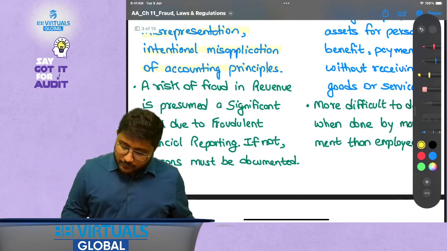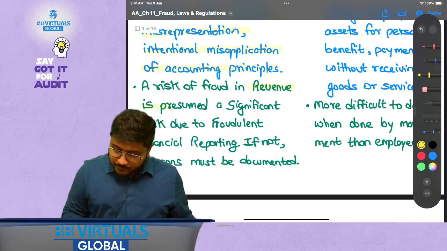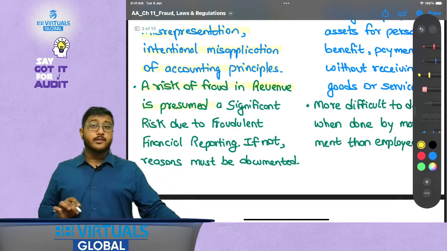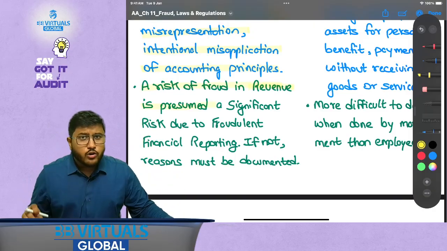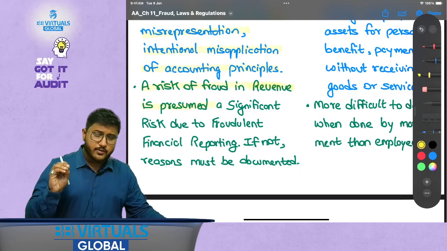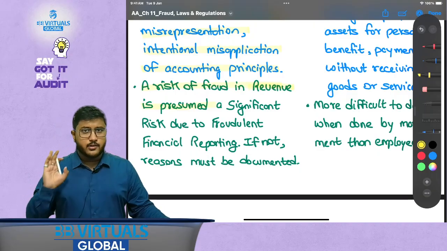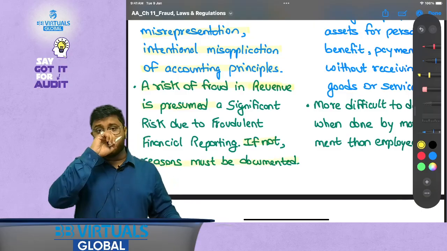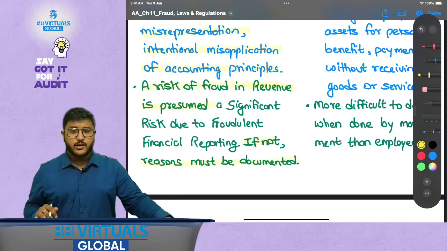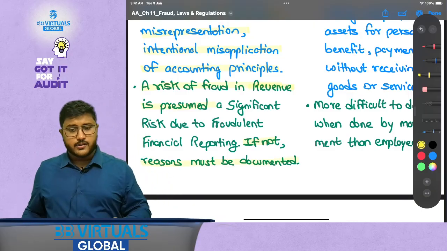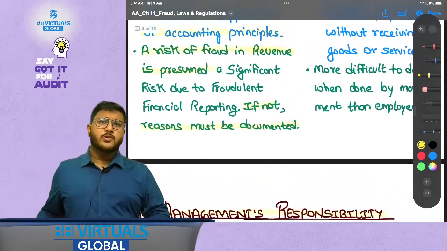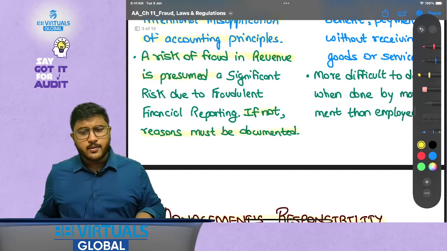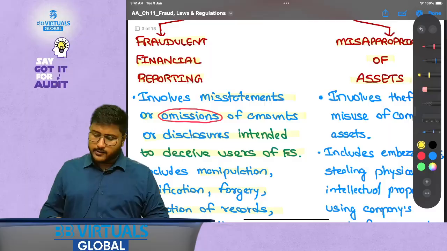Okay. A risk of fraud in revenue is presumed. That is, revenue recognition is always considered as a significant risk as well as a fraud risk, and the auditor needs to respond appropriately to it. And if not, then reasons need to be documented why in this particular case revenue recognition is not considered as a fraud risk, because it is always presumed that management will definitely try to manipulate the revenue part, and that is why it is always considered as a fraud risk.